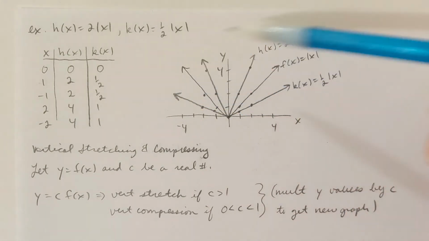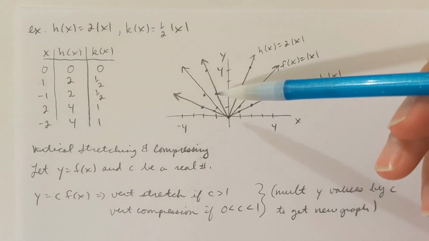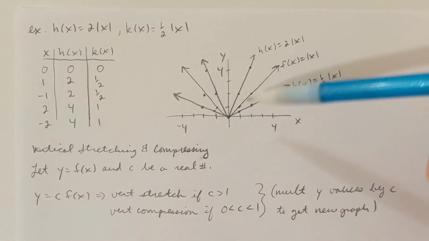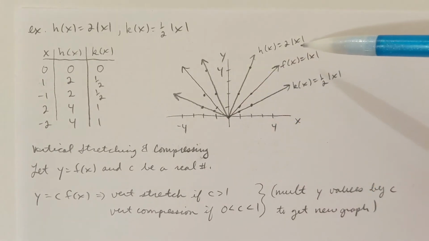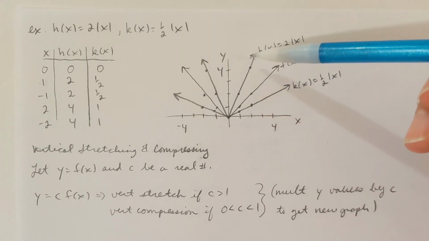If x is 0, h is 0. 2 times 0 is 0. If x is 1, 2 times 1 is 2. If x is negative 1, the absolute value of negative 1 is 1, and 2 times 1 is 2. If x is 2, 2 times 2 is 4. And if x is negative 2, the absolute value of negative 2 is positive 2, and 2 times 2 is 4. Okay, so I end up getting this graph here.